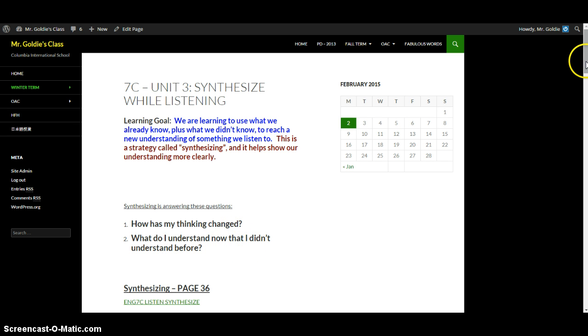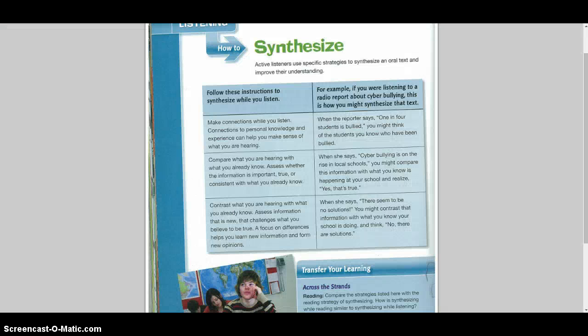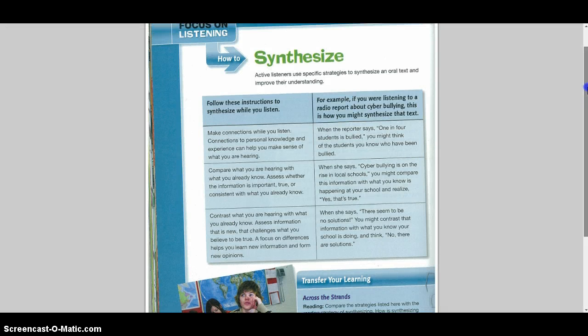So, in your textbook, this unit is introduced here on page 36. Synthesize. Follow these instructions to synthesize while you listen. And there's an example here as well. Okay? Make connections while you listen. Connections to personal knowledge and experience can help you make sense of what you are hearing.